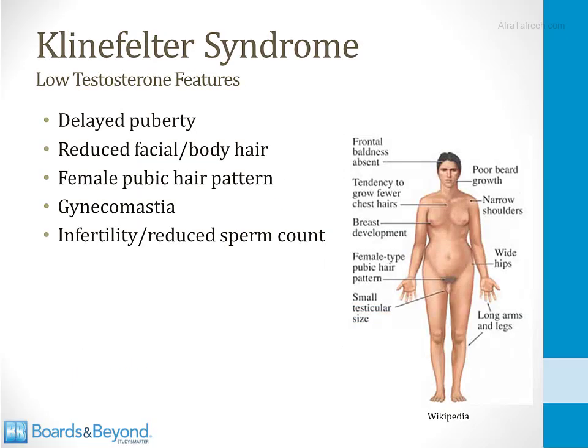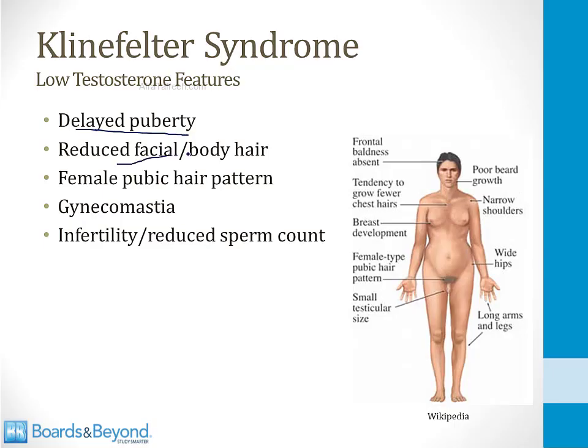Low testosterone and relative excess of estrogen account for many of the clinical features of Klinefelter syndrome. Boys with this disorder display delayed puberty, and in fact this disorder is often first diagnosed at puberty because prior to that point the children will appear to be a normal male.